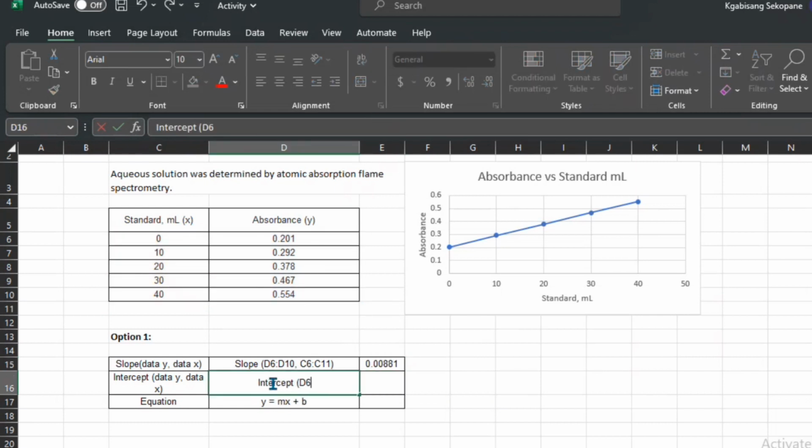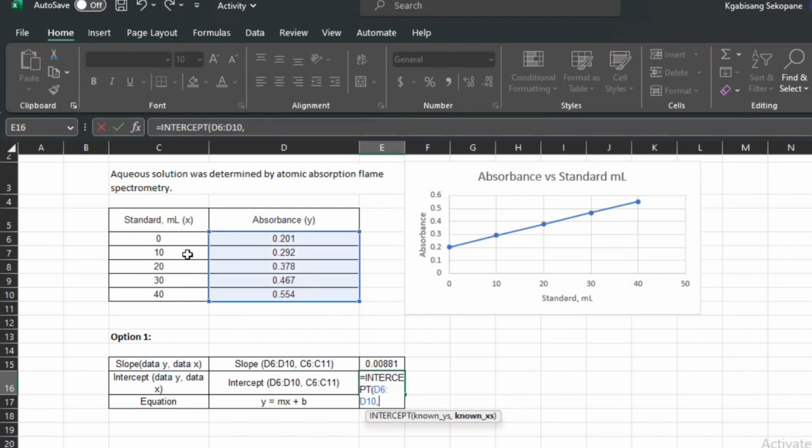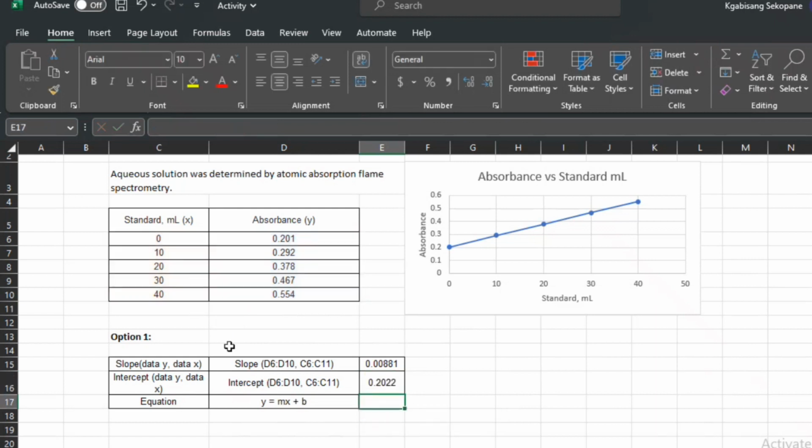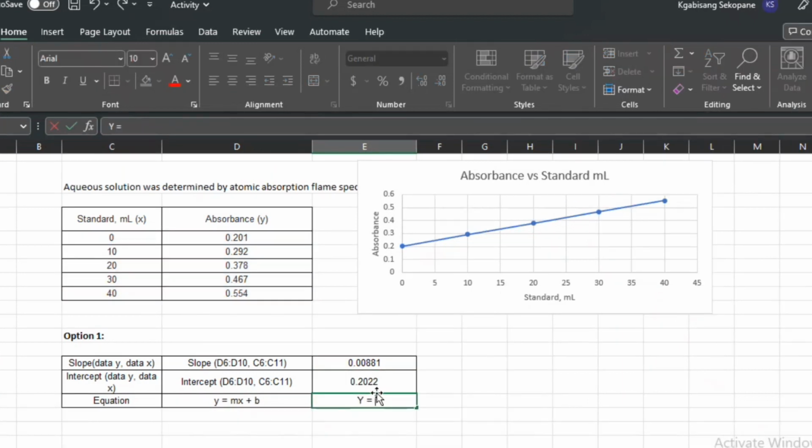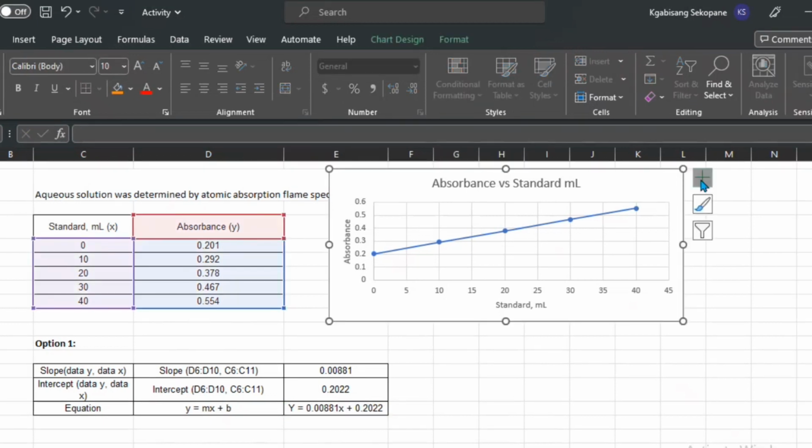Now for the intercept, we are going to calculate this as well, same thing, but this time around we're just going to use the formula intercept. So this will be from D6 to D10 and C6 to C11. Excel should calculate everything for you, and we got a formula of y equals mx plus b, which can also be represented as y equals 0.00881x plus 0.2022.